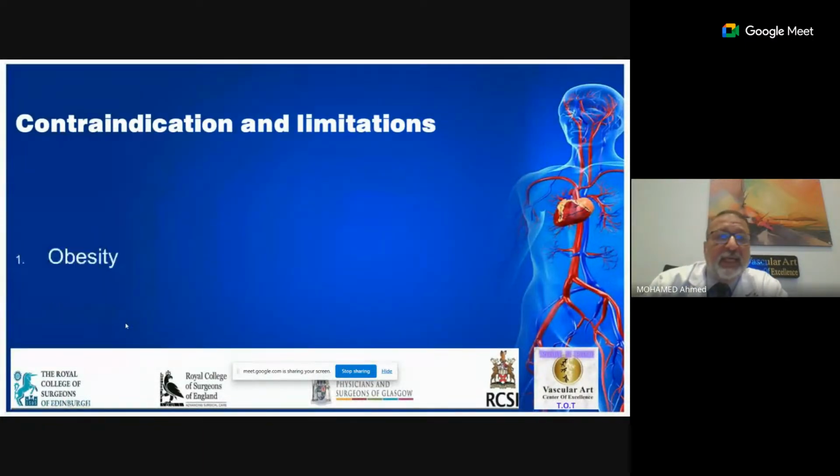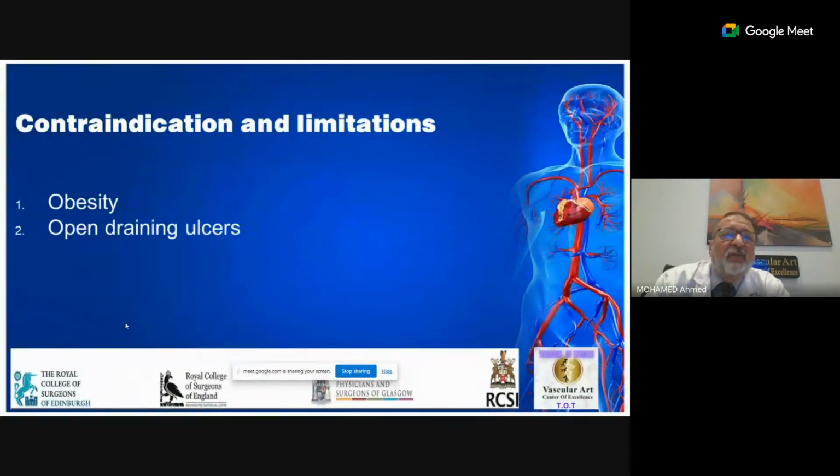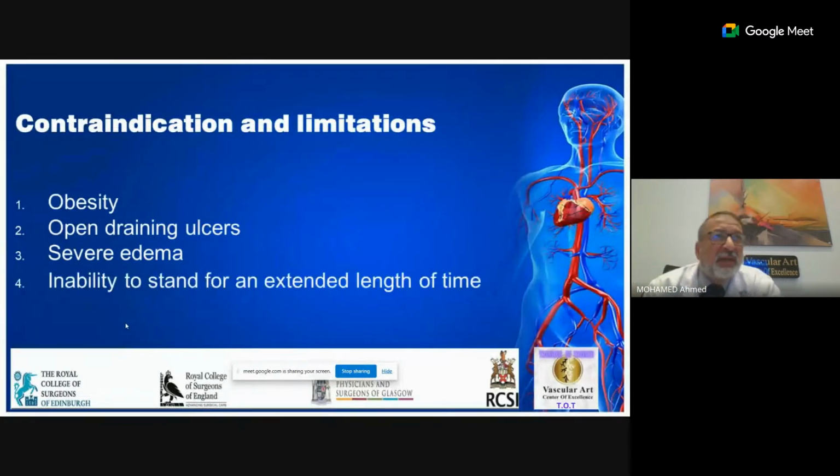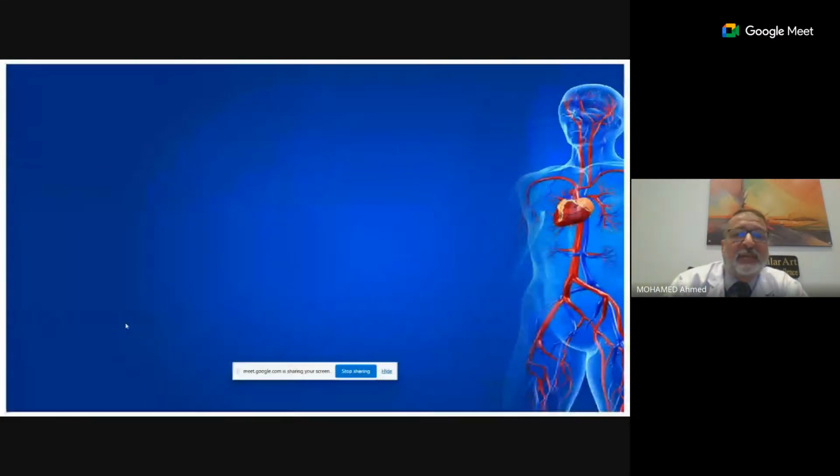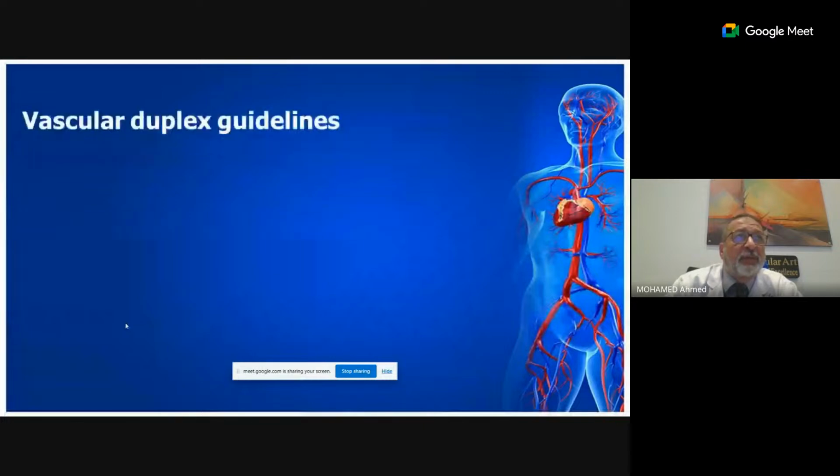Contraindication and limitation. Really, some people say obesity. I don't think you can really do it with a lot of obese patients. If you have an open ulcer, again, you can clean the ulcer, put Opsite, and still can do duplex. Severe edema, not really a contraindication, but you might say this is a relative contraindication. But you can do duplex scan to 99% of your patients.